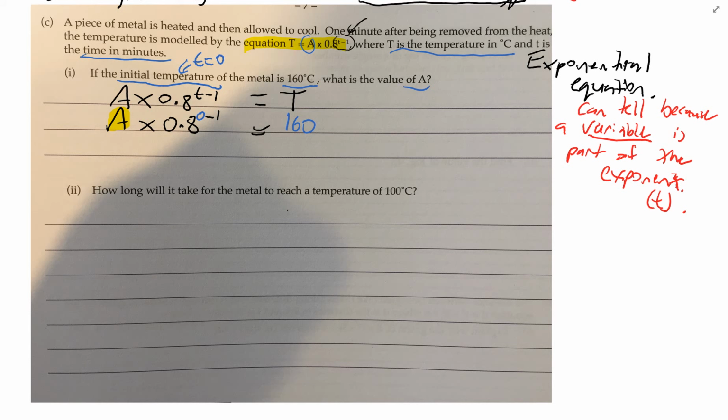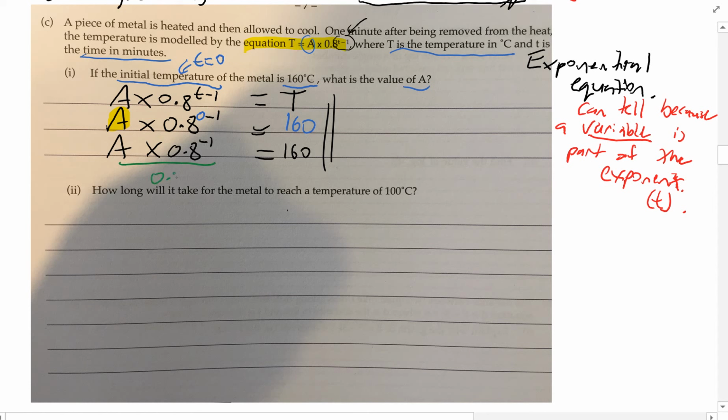Okay, so next step would be to simplify that. So A times 0.8 to the power of negative 1 equals 160. And I don't need to actually evaluate what that to the power of negative 1 bit is. All I need to do, I've got A times something equals something. How do I solve for A? What's the opposite to times? It's divide, isn't it? So I need to divide both sides by 0.8 to the power of negative 1. So I'll write that down. So A equals 160 divided by 0.8 to the power of negative 1.